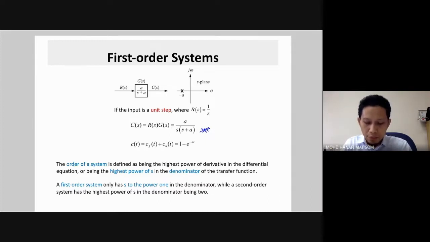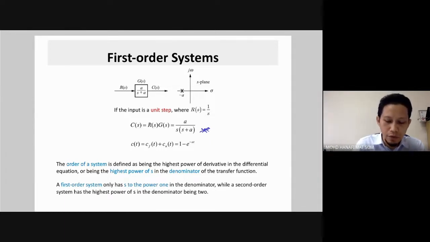or being the highest power of S in the denominator of the transfer function. So remember the last time for the mechanical system, for example, if we have something like A over S squared M plus S B plus C, this system is actually a second order system because the highest power of S is 2. So this is a second order system.